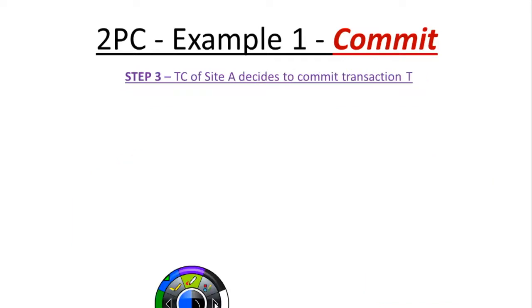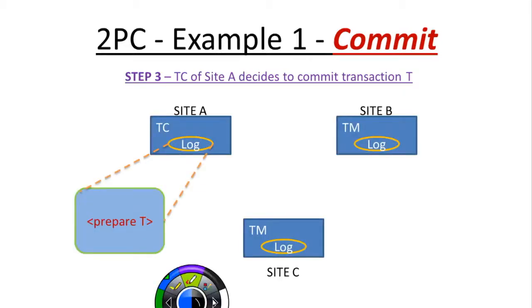Then step 3 is a decision taken by the transaction coordinator, because the transaction coordinator is the only one who knows about the decisions of all the other participating sites. The participating sites don't have any communication between them. They communicate only with the coordinator. In such a case, the transaction coordinator site writes a commit T message in its log file, because all are ready to commit.